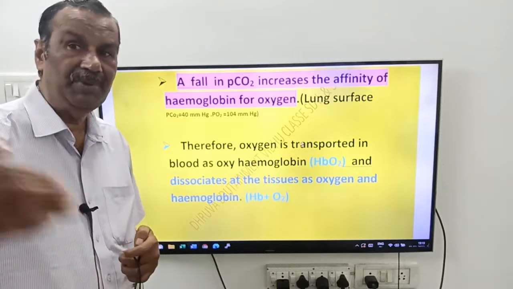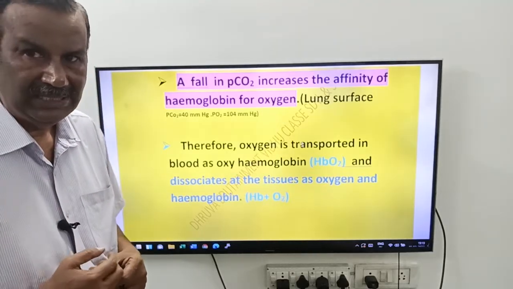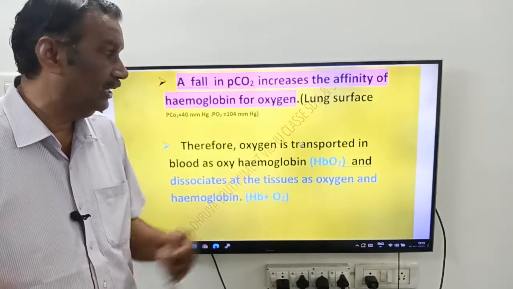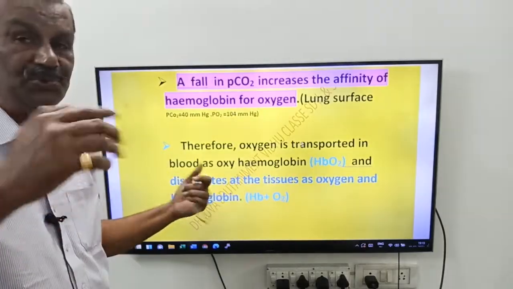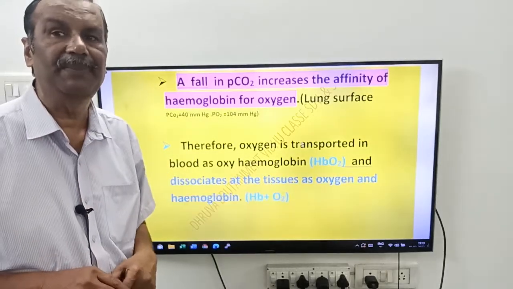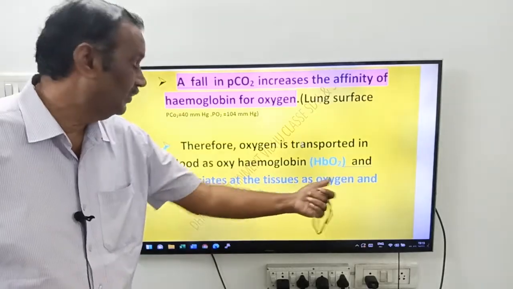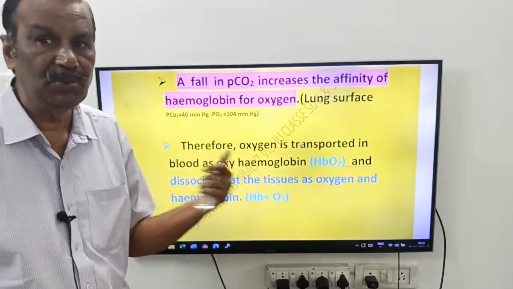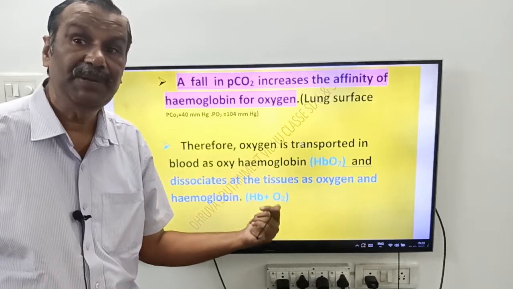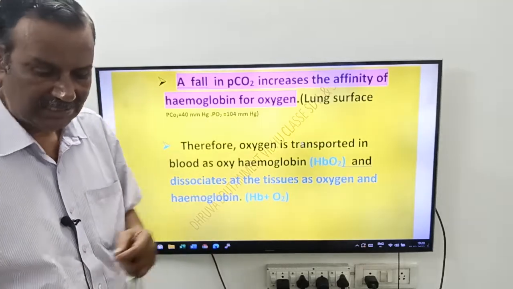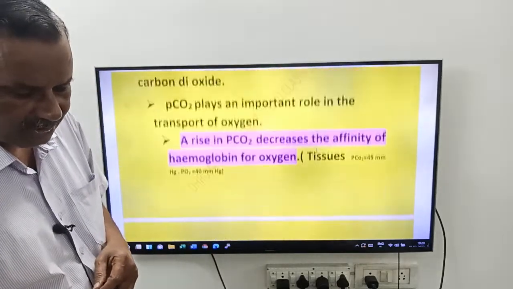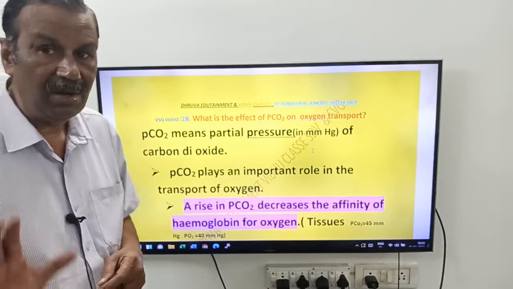This oxyhemoglobin reaches the tissues where the pCO2 is more. Then it dissociates: HbO2 gives rise to oxygen and hemoglobin, that is Hb plus O2. Okay friends, this is the effect of partial pressure on oxygen transport.